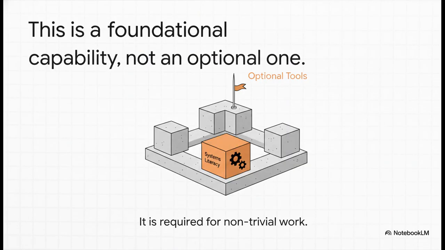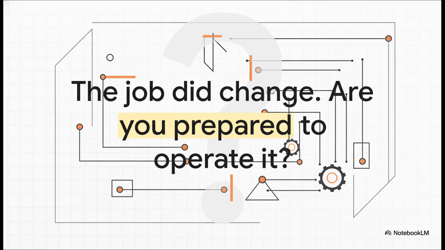Therefore, systems literacy in this domain is now a foundational capability. It's a prerequisite for effective engineering in any regulated environment that plans to use these technologies for any kind of non-trivial work. It's not aspirational, it is required. The system is not autonomous. It's a tool, but the job of the engineer operating that tool has fundamentally changed. The work isn't about tool selection anymore. It's about operating those tools safely within a governed architecture. So the question is, are you prepared for that work?